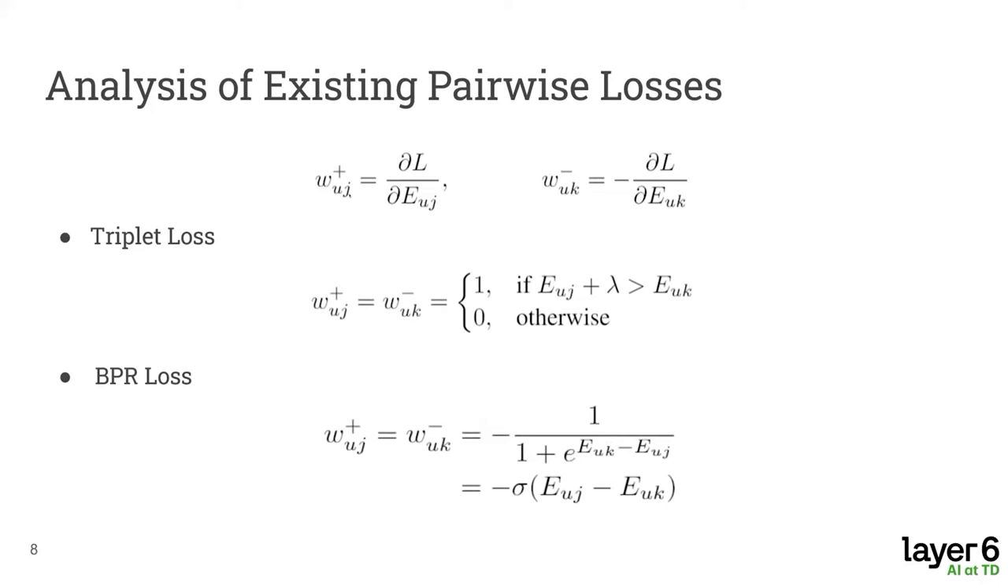Both triplet and BPR loss can miss important information during the training process. On one hand, the triplet loss weights every qualifying pair equally, which can be suboptimal, particularly in the later stage of the training, where we want the model to focus on difficult pairs.